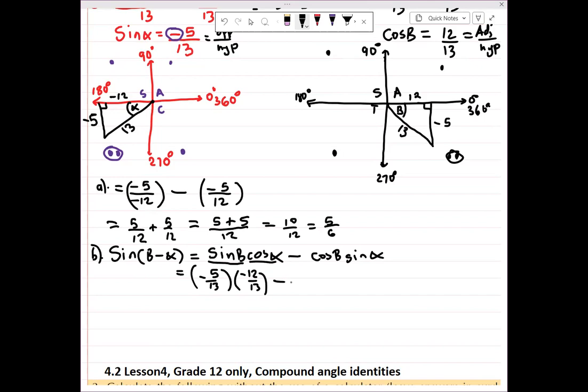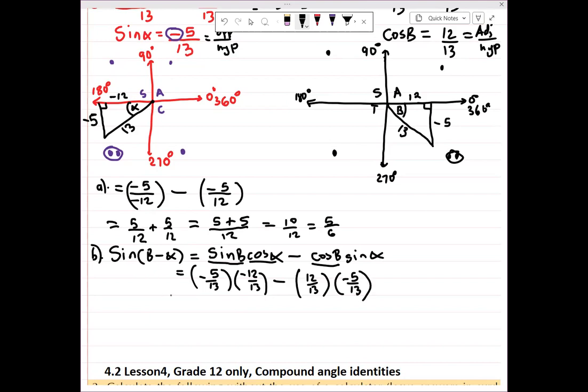Then we have a minus. Cos beta is adjacent over hypotenuse, so cos beta is going to be 12 over 13. And then sin alpha is here, basically, right? It's negative 5 over 13.